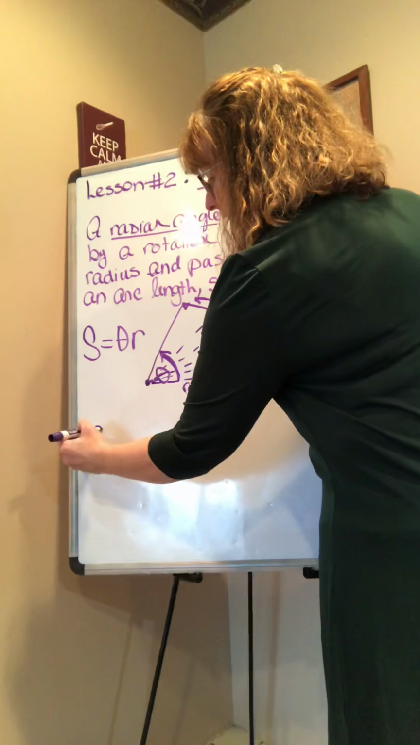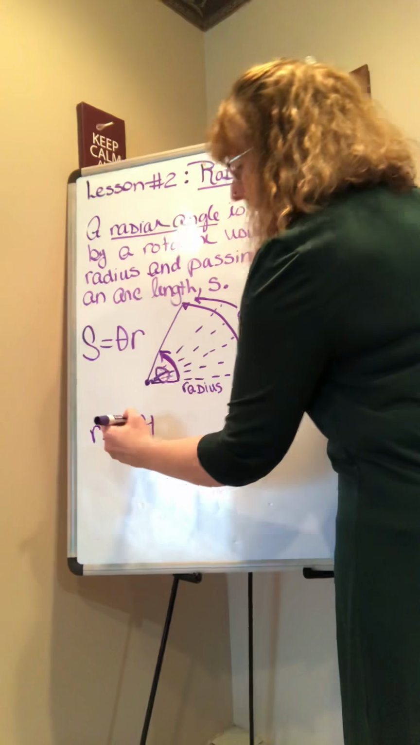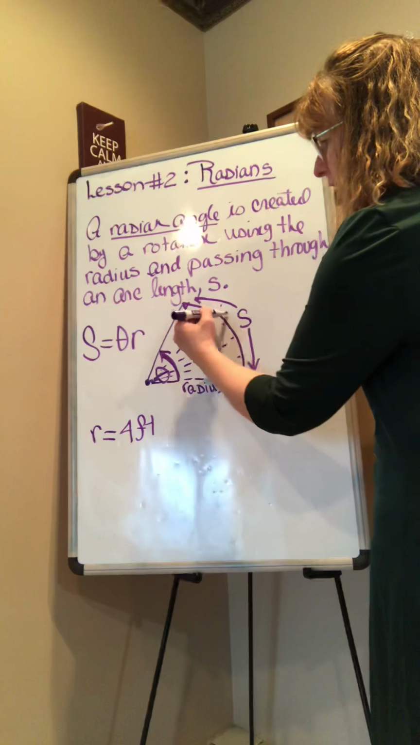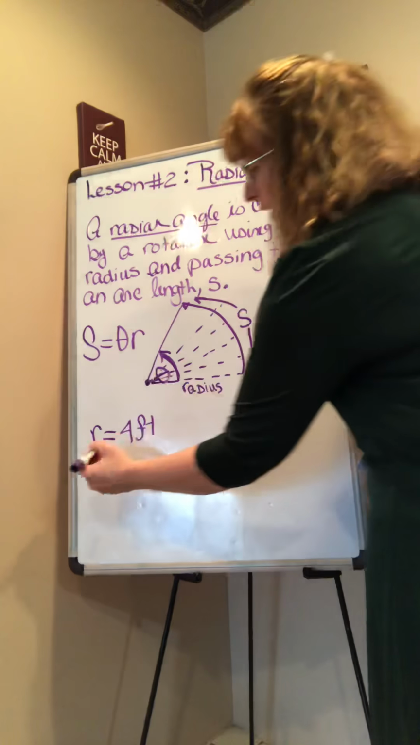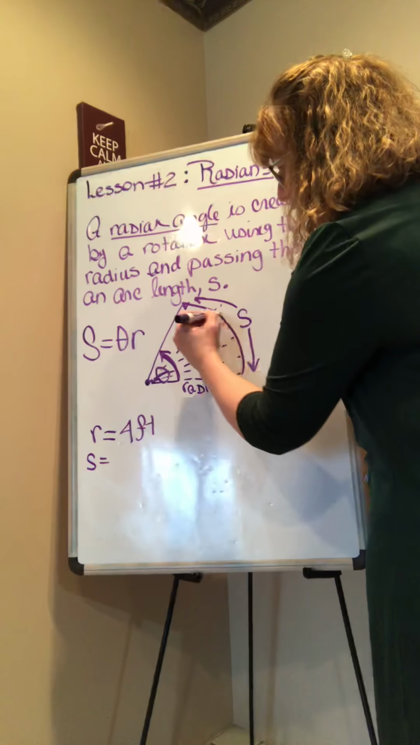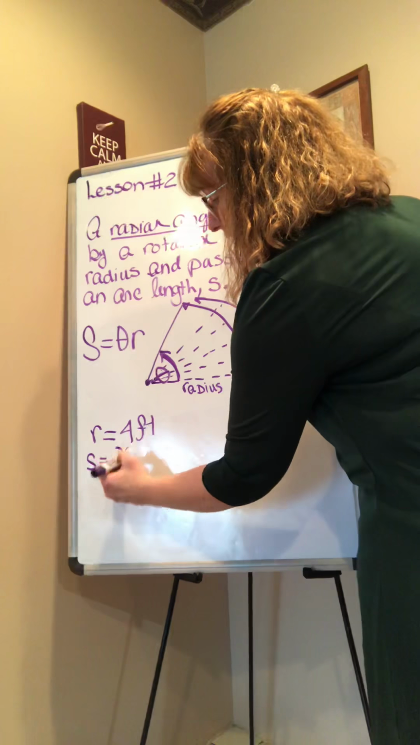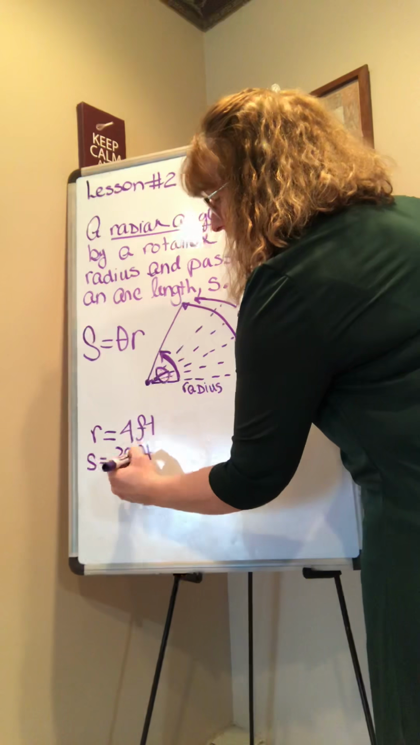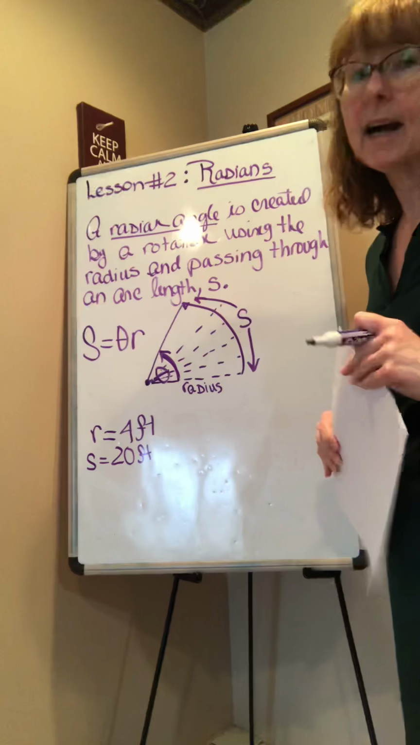So let's just say that you have a radius on your sprinkler head of 4 feet. Okay, so the radius is 4 feet. And you cover an arc length that, let's say, is 20 feet long. So if you were to actually measure this circular amount of wet grass, you get 20 feet. What's the angle? Now this angle is going to be in radians. It's not going to be in degrees.